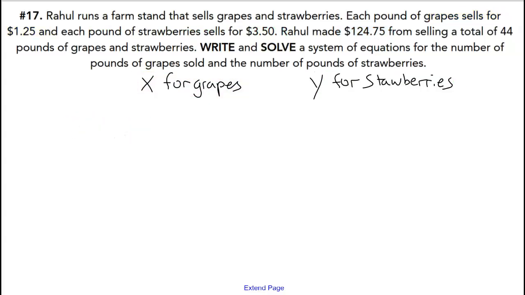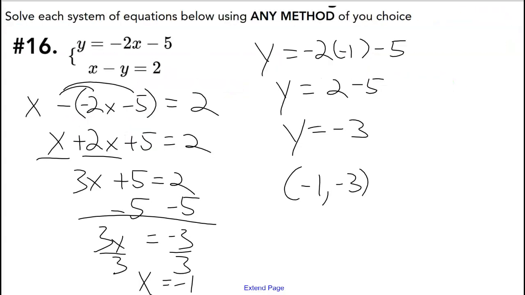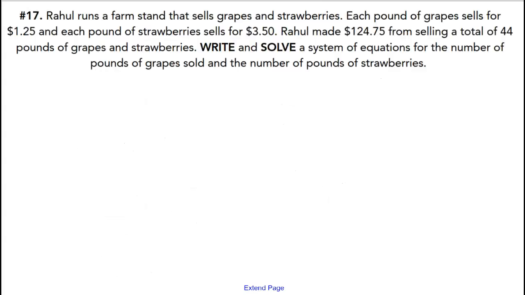So I got two more questions to go over. And last we left off was number 16. Next up is question 17 and 18. They're both word problems, and they're a system of equations. So let's take a look.